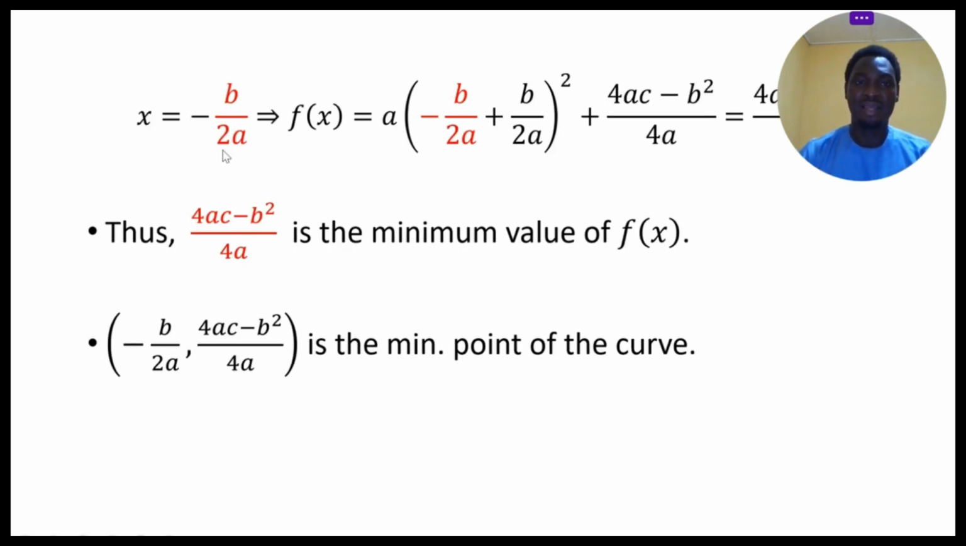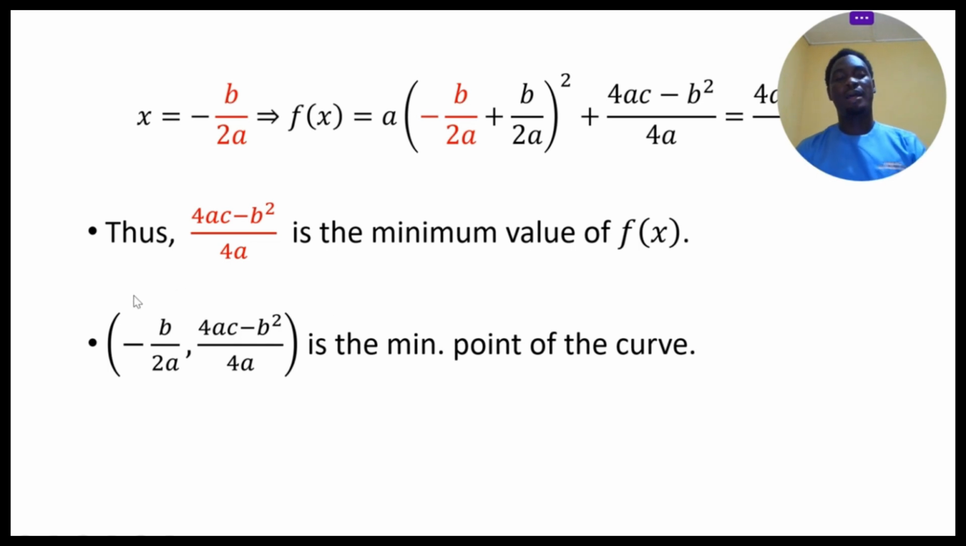So x equals minus b on 2a means f of x is a multiplying the square of the expression x minus (minus b on 2a) plus b on 2a, the result plus the fraction with numerator 4ac minus b squared and denominator 4a. At this point we have 0. So we have a multiplying the square of 0 plus this constant. But the square of 0 is 0. So we have a times 0 giving us 0 plus this constant. So we are left with this constant, 4ac minus b squared all on 4a, being the minimum value of f of x in this case.